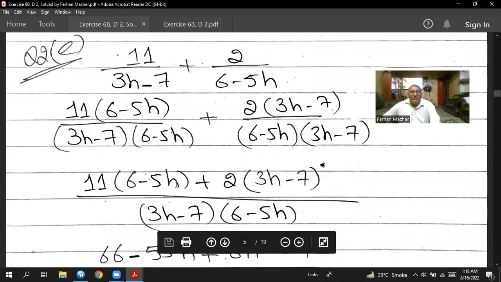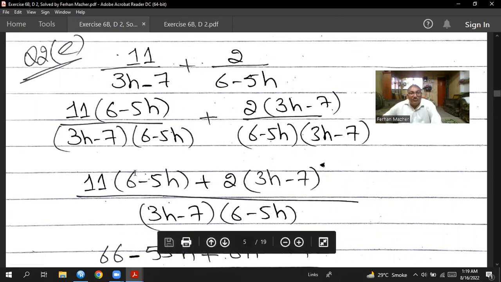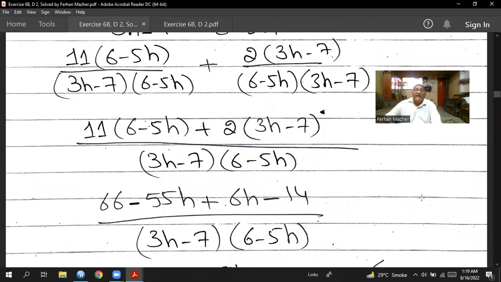Okay, so here upstairs and downstairs multiply with the 6 minus 5h. And in this fraction, upstairs and downstairs multiply with the 3h minus 7. So because the denominators are same now, I can write a single fraction, and in the single fraction downstairs, I will write 3h minus 7 in one bracket and 6 minus 5h in the other bracket.